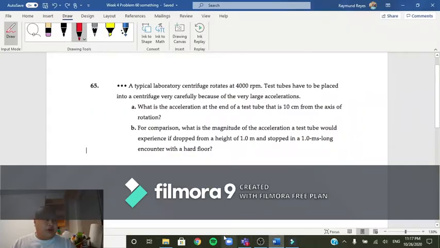So if you're in my Phys 251 class, then we are learning about radial acceleration as a part of circular motion. As you can see, this 4,000 revolutions per minute is kind of sus because the SI unit for centripetal acceleration or any kind of acceleration in circular motion is not revolutions per minute. We have to turn this into radians per second.